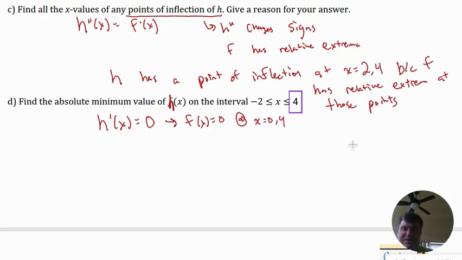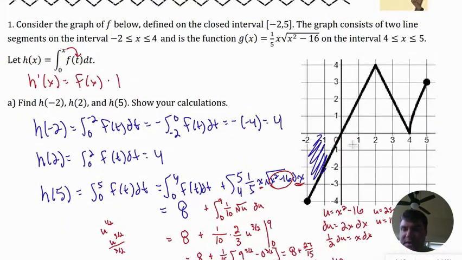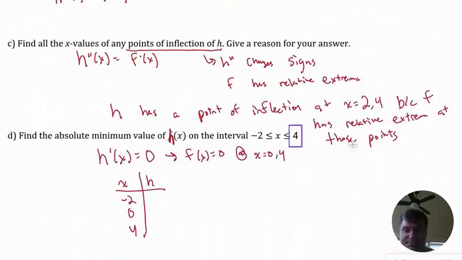So we can go ahead and do our candidates test now. So we're going to have x values of -2, because that's an endpoint, 0, and 4, which is a critical point and an endpoint, and we're going to find these h values. We already found h of -2. How convenient was that? h of -2 was 4.